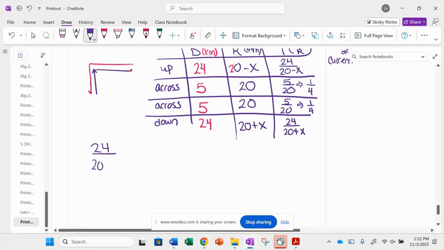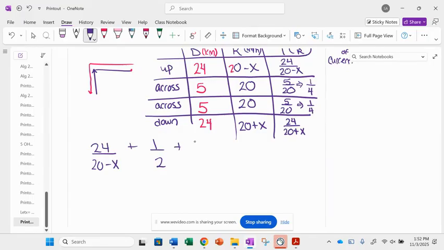So we are 24 over 20 minus X. What's a fourth plus a fourth? A half, right? Are you guys okay if I just write a half instead of 1/4 plus 1/4? Plus 24 over 20 plus X equals 3.